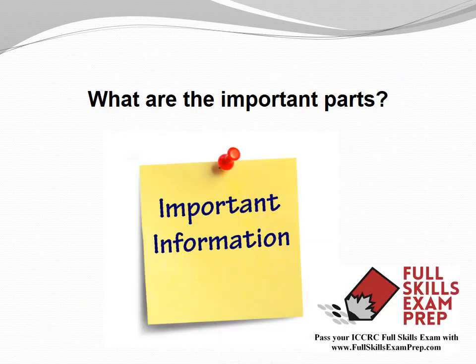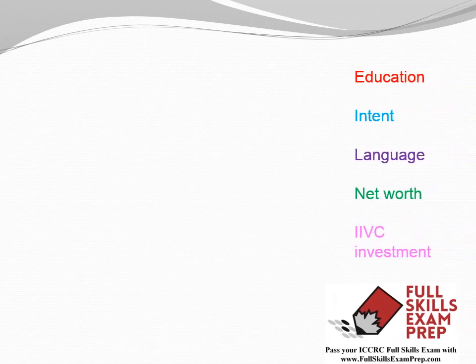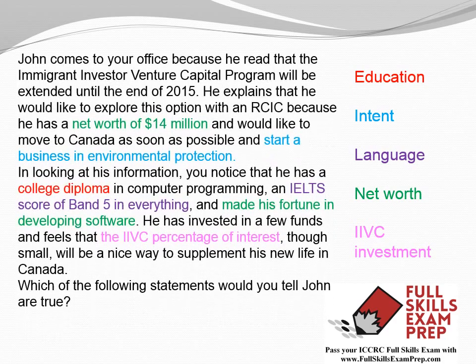And as always, what you're really doing in these situations is taking a look at the important parts of the scenario. So let's take a look over here. Through that scenario, we talked about the education of this person, his intent, language, net worth, and also the IIVC investment itself. So as we can see over here, we have that net worth of $14 million. We can see that he made his fortune in developing software, so it is legally obtained, not inherited, etc. You always need to remember to take a look at the person's intent.